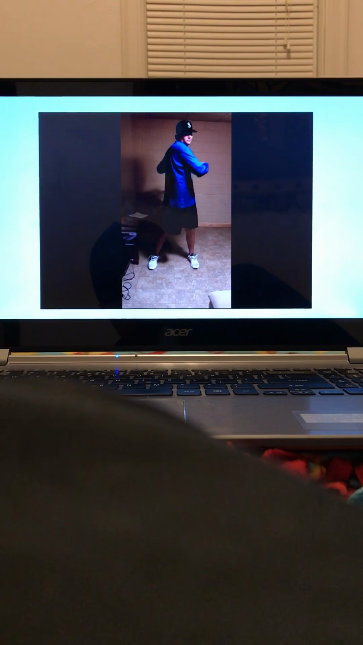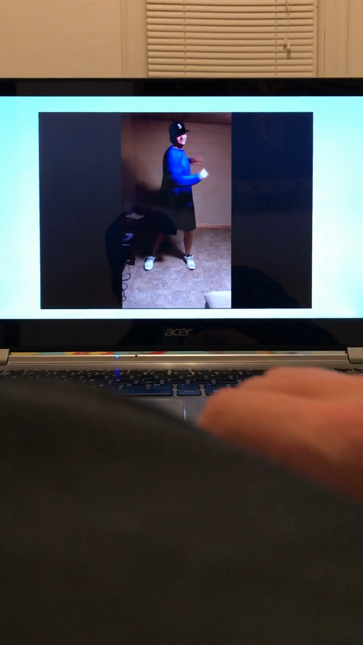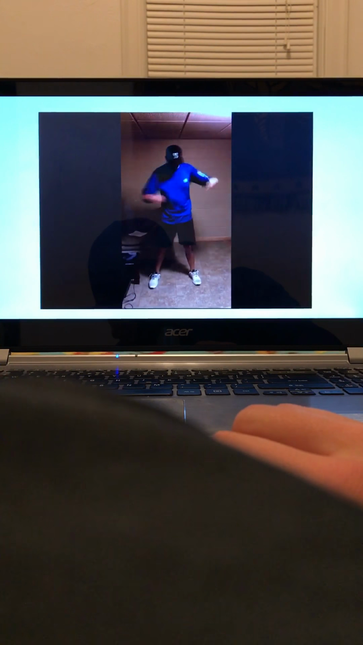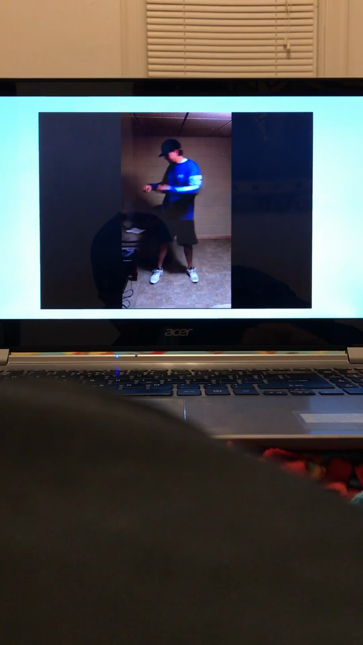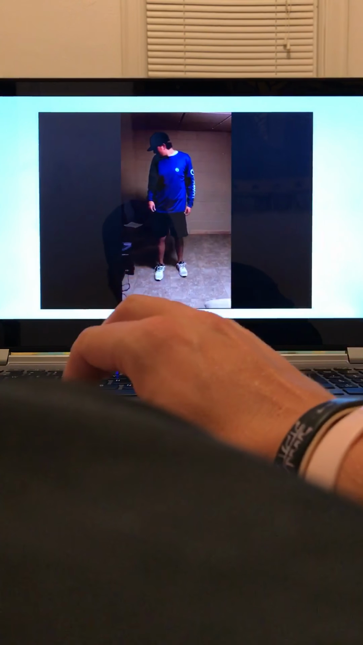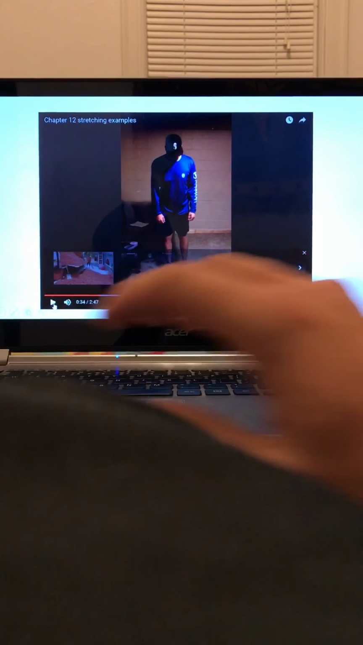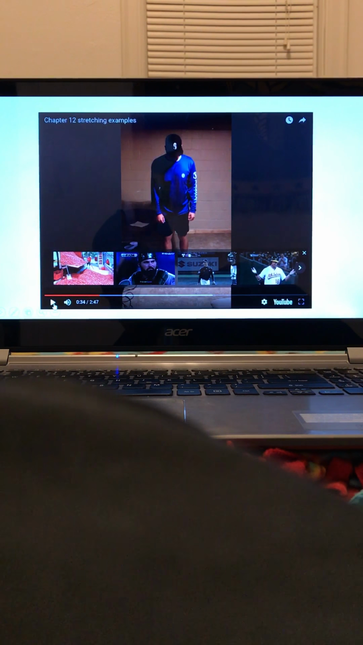Then you have the trunk rotation. Have your feet planted and your trunk twisting. This loosens up your hips, waist, and your core.